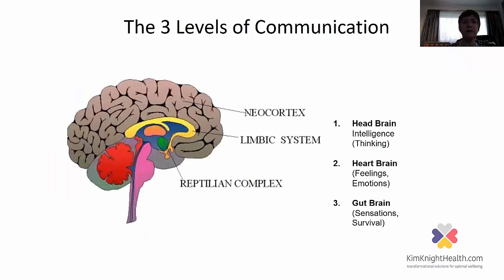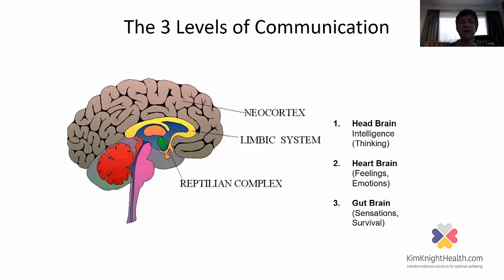So coming to the brain, looking at which parts of the brain these three levels of communication come from. The first level, these gut sensations, these gut feelings, come from the gut brain, which is part of and really connected with the brainstem and the reptilian complex, which is the oldest part of our brain. It's really to do with our survival. And most people know that.